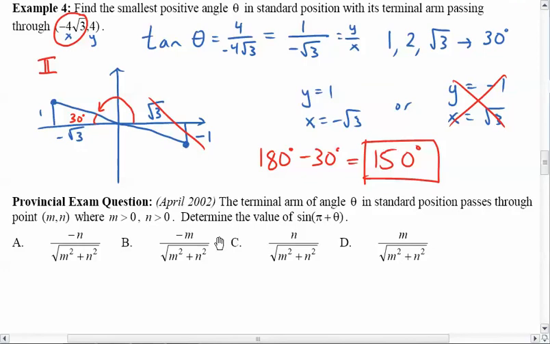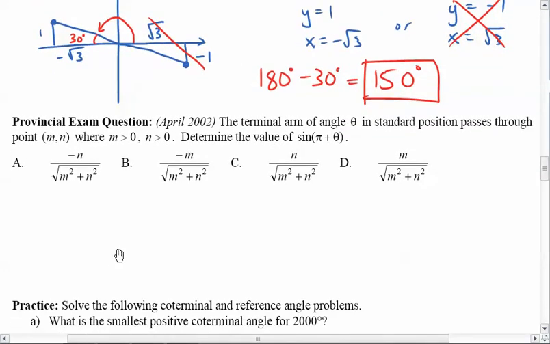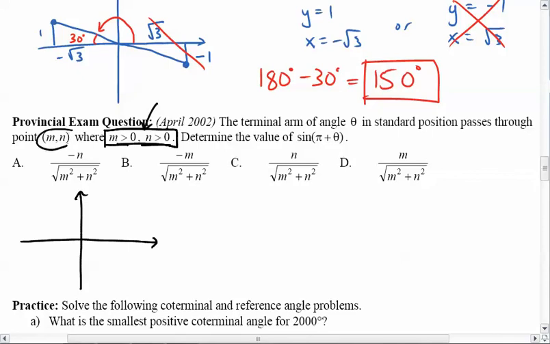There will be one question like the next one on your test. And these questions always seem really tough when you see m's and n's. But just take it apart part by part. When it says that m is greater than 0 and n is greater than 0, basically this is telling you which quadrant you're in. So if you're given a coordinate point, and both the coordinates are positive, do you know which quadrant that is? 1. So that means I'm just looking at a point in quadrant 1.